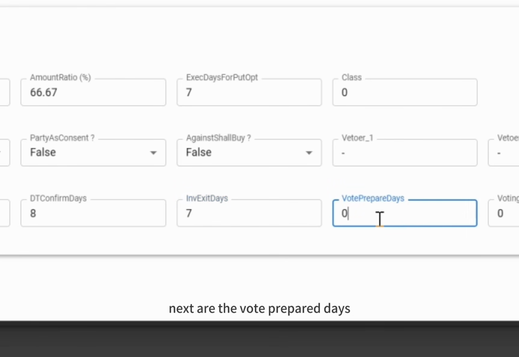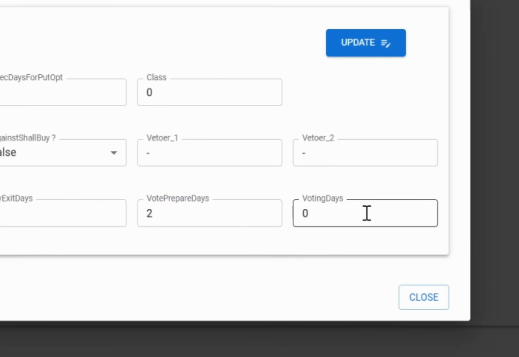Next are the vote prepared days, the number of days for the voting preparation period. This is the period between the share registration date and the vote start date. For example, we could enter 2 days. In the context of listed companies, sometimes there is no preparation period at all. The share registration closes at the end of one trading day, and voting can begin the next day when the market opens. However, in our on-chain voting process, there is no market opening or trading hour restriction, so we can set this flexibly. 1 day means 24 hours. 2 days means 48 hours.